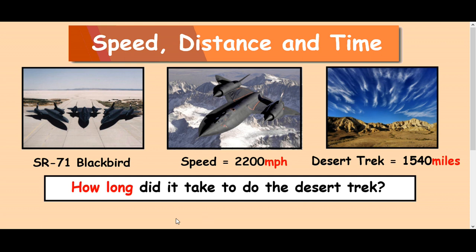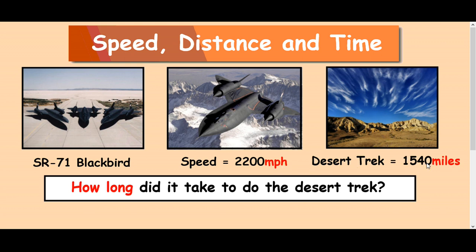Now this can be used in various cases. This is the SR-71 Blackbird. It was one of the fastest planes in the world. It was made, I think, in the 70s. It's a very old plane, doesn't look that. But its top speed was 2,200 miles per hour. And they used to test it out in the desert at a distance of 1,540 miles.